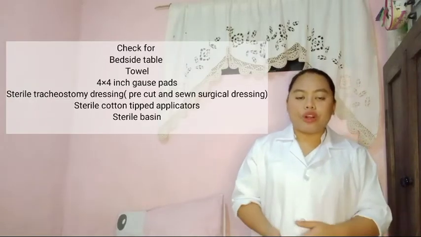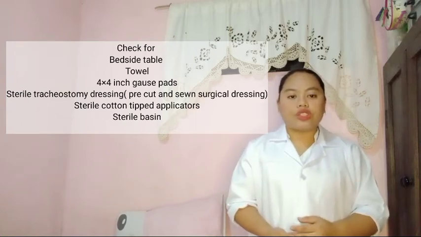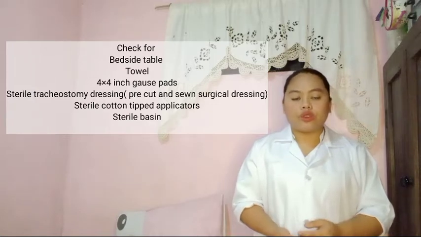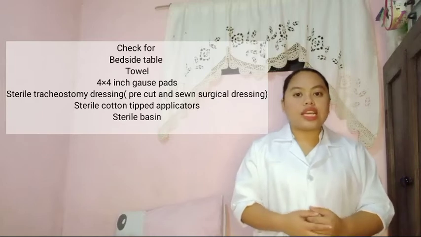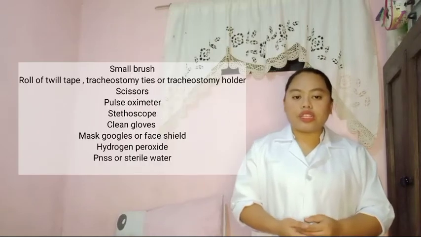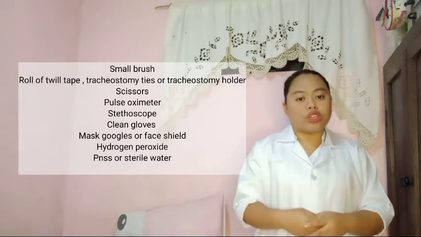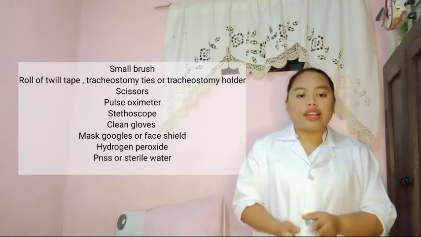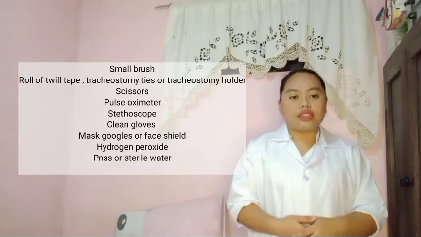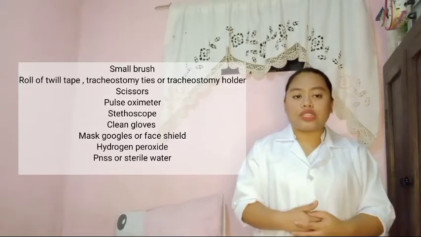For the equipment that we are going to use, check for bedside table, towel, 4x4-inch gauze pad, sterile tracheostomy dressing, pre-cut and sewn, surgical dressing, sterile cotton tip applicators, sterile basin, small brush, roll of twill tape, tracheostomy ties or tracheostomy holder, scissors, pulse oximeter, stethoscope, clean gloves, mask, goggles or face shield, hydrogen peroxide, and plain NSS or sterile water.